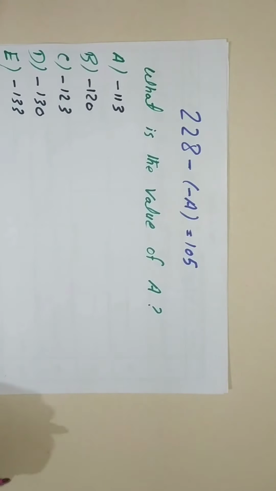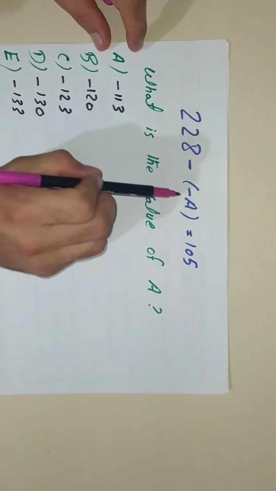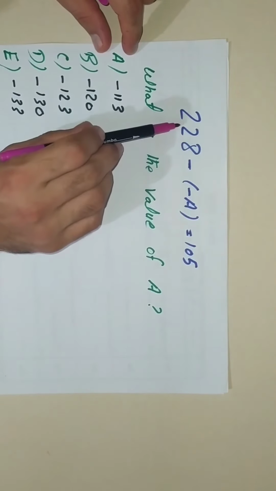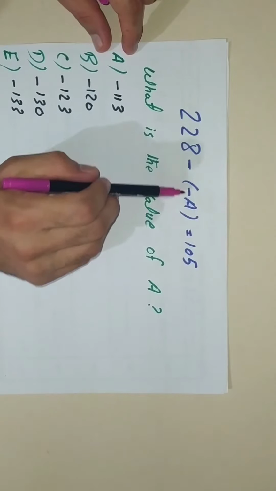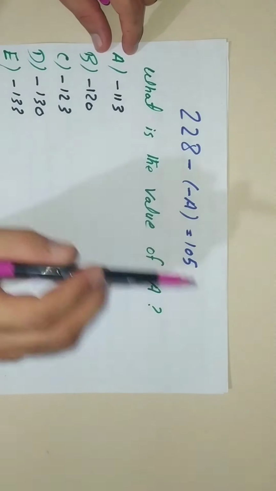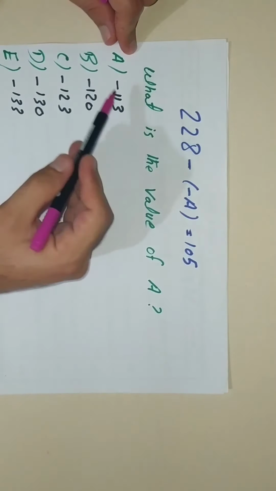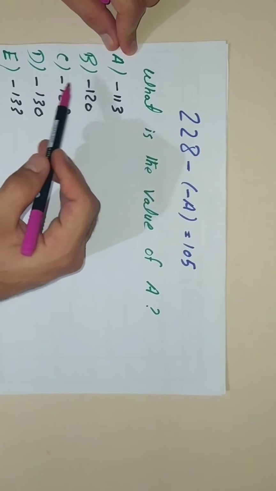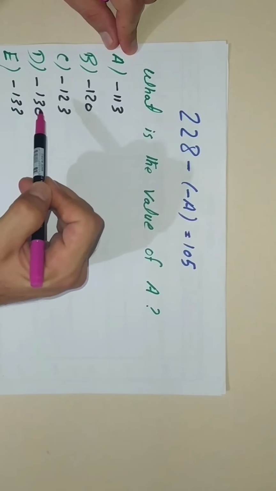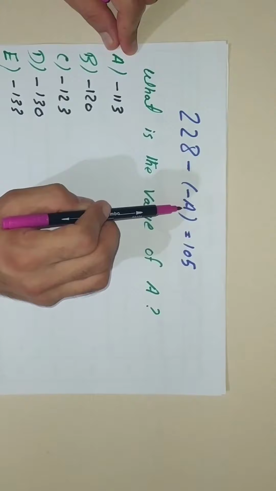Okay, now this question is given. There are two signs: 228 minus a is equal to 105. What is the value of a? Multiple choice options are given. So first I have to find the value of a.